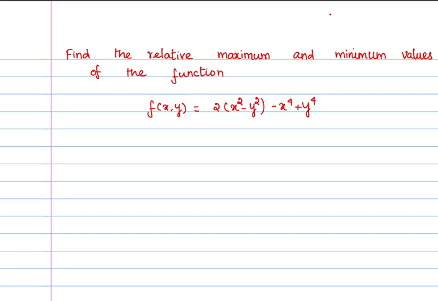Hi friends, in this video we are going to solve this problem. Find the relative maximum and minimum values of the function f(x, y) = 2x² − y² − x⁴ + y⁴.